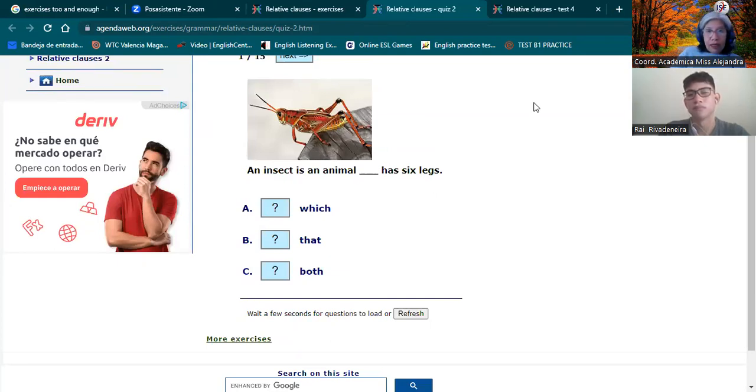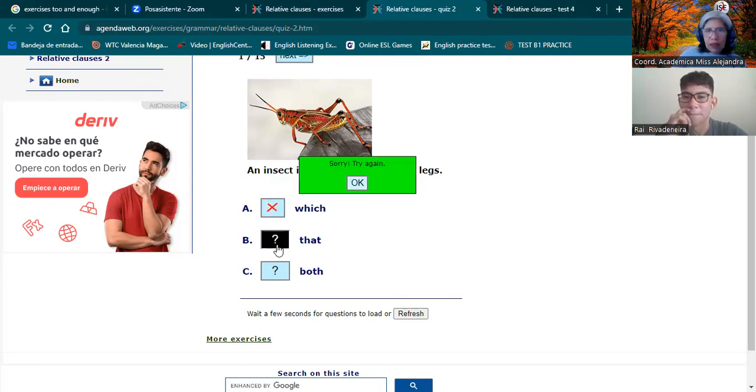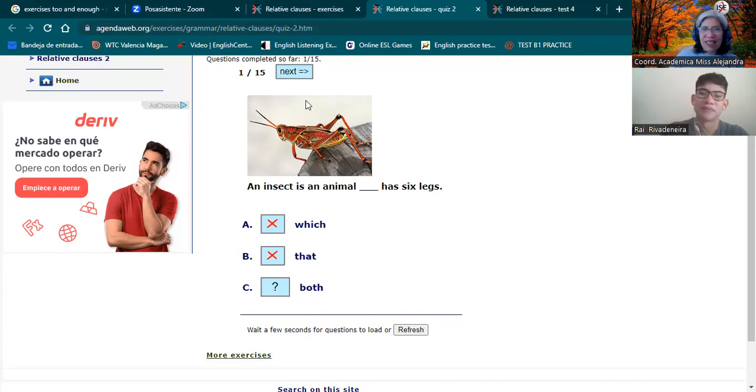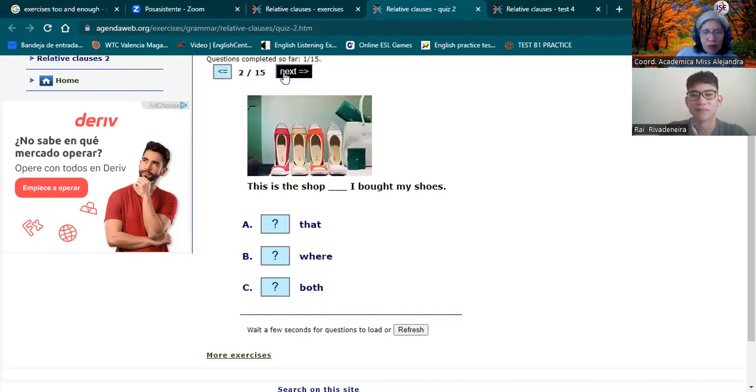An insect is an animal which has 6 legs. That has 6 legs. Both? Okay, both. We can use both. I didn't see it was both. My mistake. This is the shop where I bought my shoes. Where.